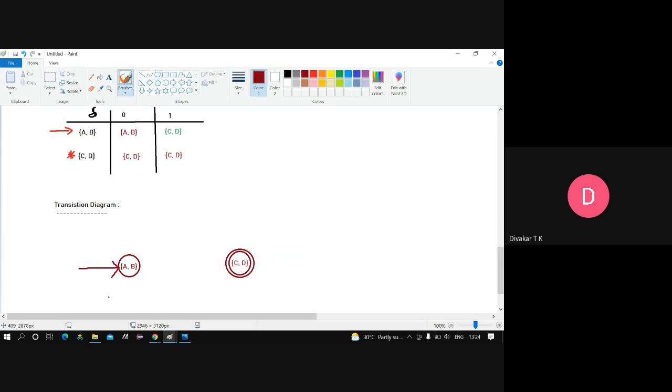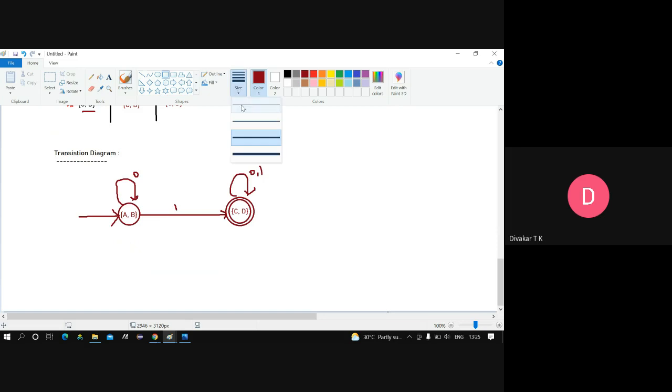Now once we have written both the states here, A comma B is carrying the zero symbol to A comma B only. See, I just wrote the zero symbol here. Next, A comma B is carrying the one symbol to C comma D. Very straightforward. C comma D is carrying the zero symbol and the one symbol to itself, meaning a self loop. We have done this a lot of times in the first unit. Got the clarity? Perfect. This is the required solution.